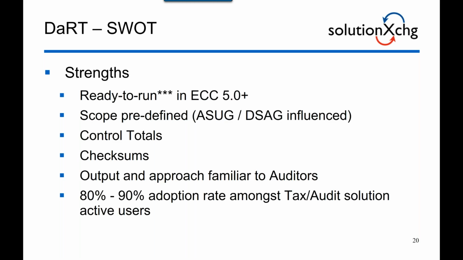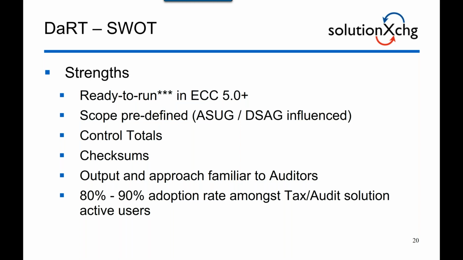So the main strengths of DART as a tool, just in general, is that it comes with a predefined scope of data, which may require extensions for a given situation. There are built-in control totals to help to validate the results. There are technical checksums to make sure that over time the extract as generated is unaltered. So there are ways to run validations against checksums and to prove that extracts generated years ago still are untouched and unaltered from their original form.